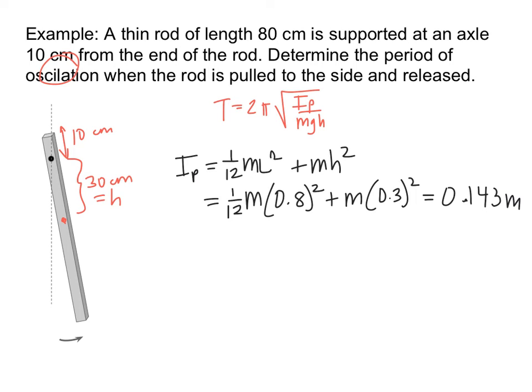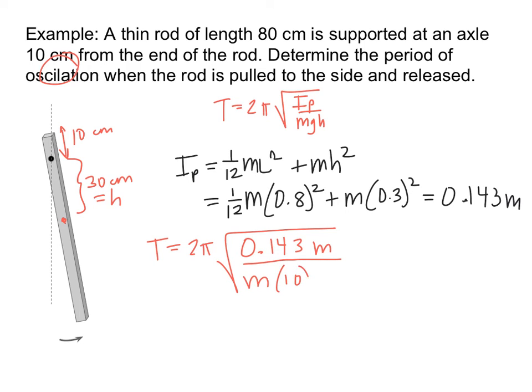All right, so the inertia value is known, and we can then plug this into our formula. So period would be 2 pi times the square root of, here's our inertia, 0.143 times m, divided by m times g, we'll use 10, and h. So that h comes in again here. So it's going to be used in the parallel axis theorem, and then it's also going to be used in the actual formula for the period.